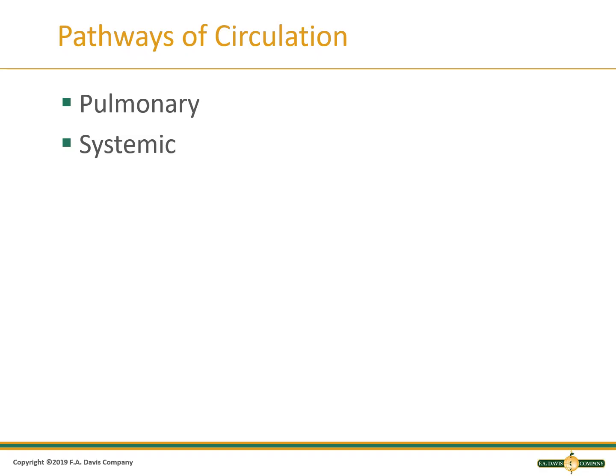Okay, your systematic or systemic circulation. This is where we leave the heart and head out to the body. So this begins in the left ventricle. From the left ventricle, blood passes through the aortic valve into the aorta, travels via the aorta, branching off into the arteries, then the capillaries.